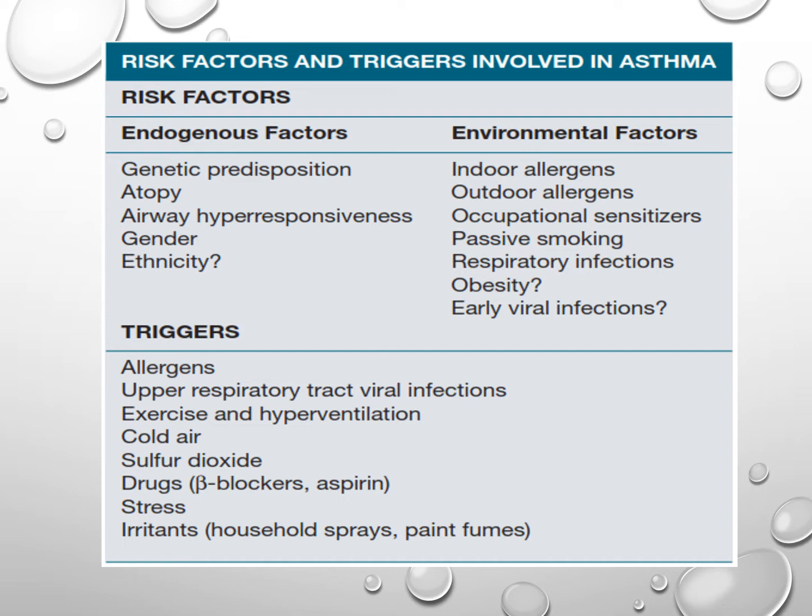You see here on this slide the risk factors and triggers involved in asthma. Risk factors, endogenous factors are genetic predisposition, atopy, airway hyperresponsiveness, gender, ethnicity. Environmental factors are indoor allergens, outdoor allergens, occupational sensitizers, passive smoking, respiratory infections, obesity, early viral infections. And triggers. Triggers are allergens, upper respiratory tract viral infections, exercise and hyperventilation, cold air, sulfur dioxide, drugs, for example, beta blockers, aspirin, also stress and irritants like household sprays, paint, fumes.